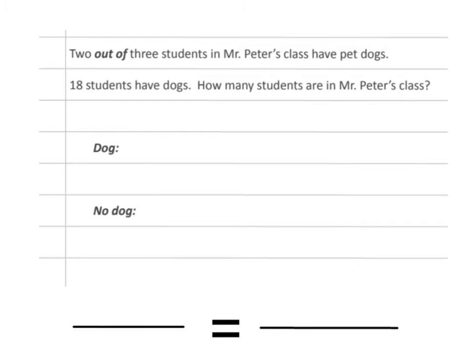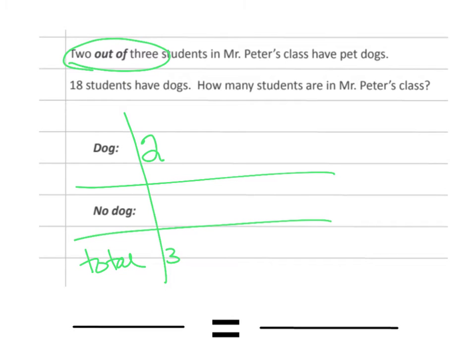Let's take a look at this again. 2 out of 3 students in Mr. Peters' class have pet dogs. So 2 out of 3. So that means 2 have pet dogs, and there's a total of 3 students. Now, we kind of dealt with this in 5.3, I believe it was, when we were dealing with part to part and part to whole. This is a part to whole. 2 out of 3. That means 2 have dogs out of 3 total. So we have to kind of fill in the blank. That means 1 person does not have a dog.